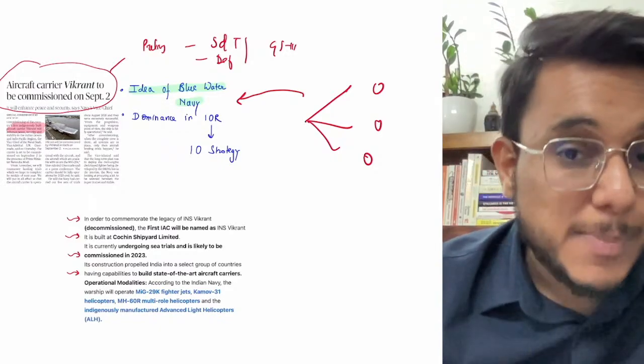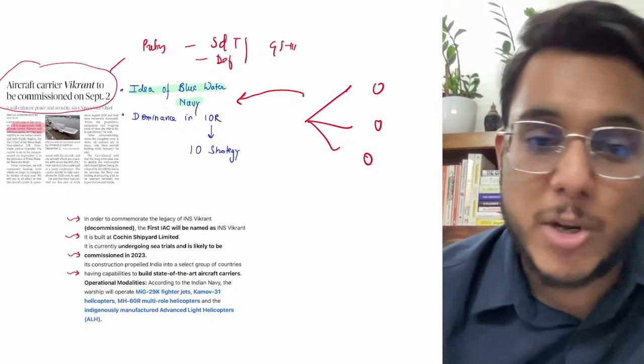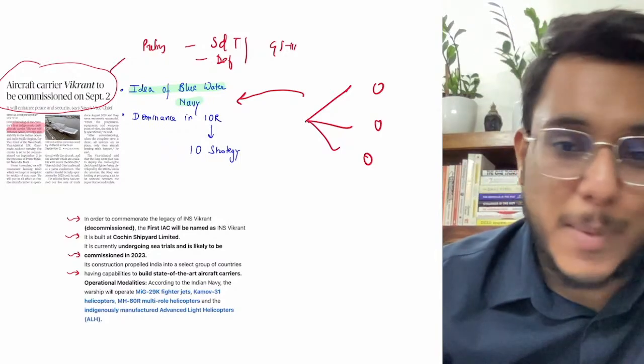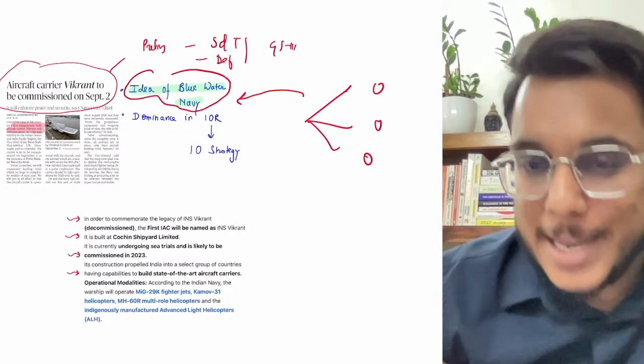Now India is aspiring to be a Blue Water Navy in the coming times, because guys, the 21st century is the century of Asia, and in this century of Asia, India will play a very important role. So guys, India wants to be a Blue Water Navy.